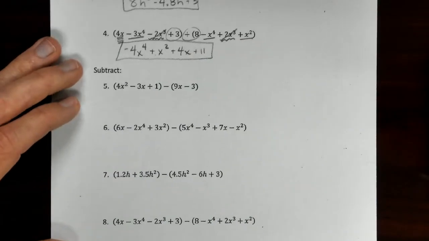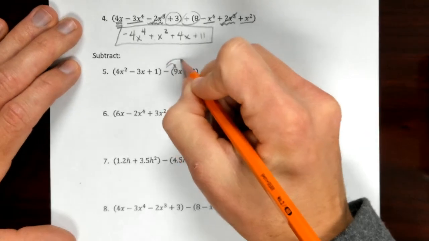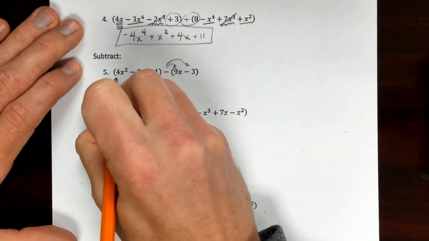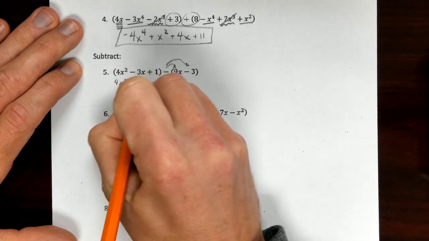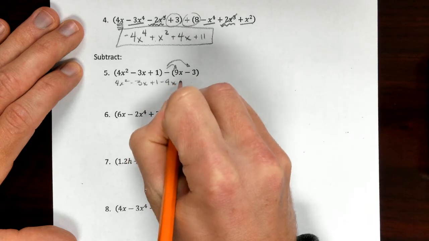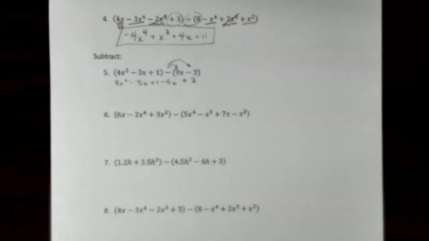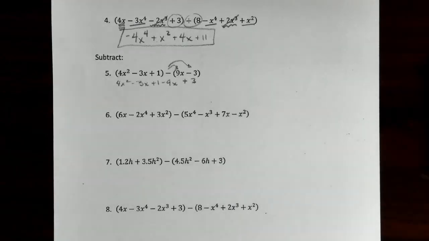Now let's go to some subtracting examples. So once again, I'm distributing this negative. So let's rewrite this. I've got 4x squared minus 3x plus 1 minus 9x plus 3. How did I get a plus? It's a minus negative. Change, and I get plus 3.